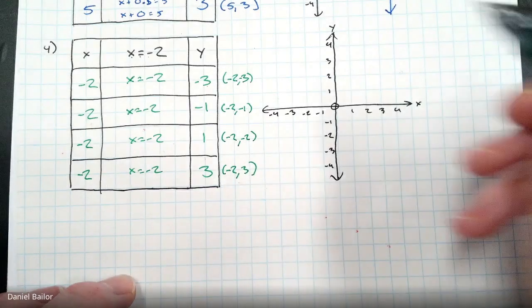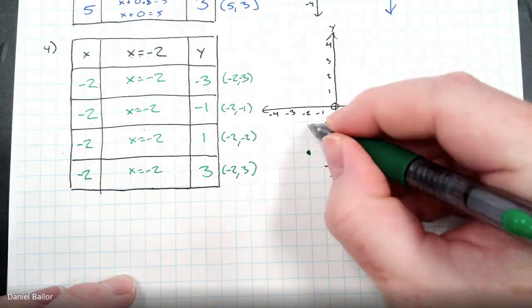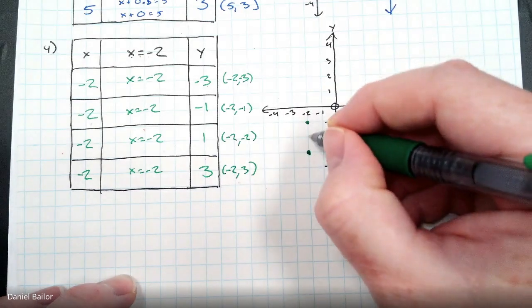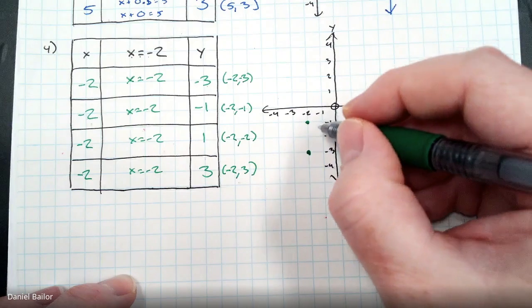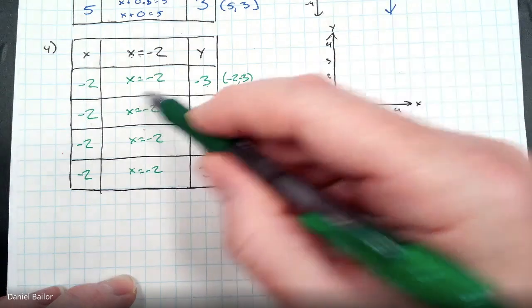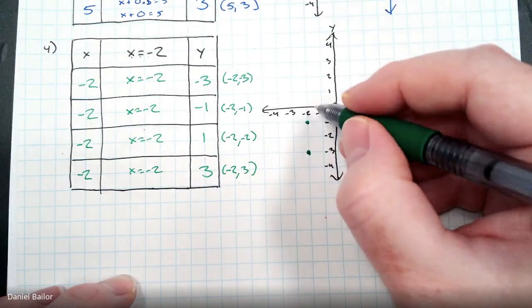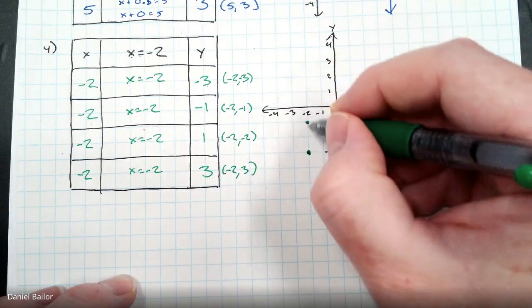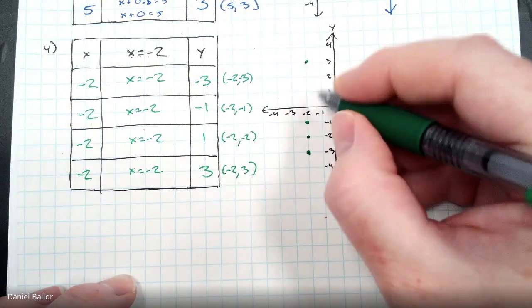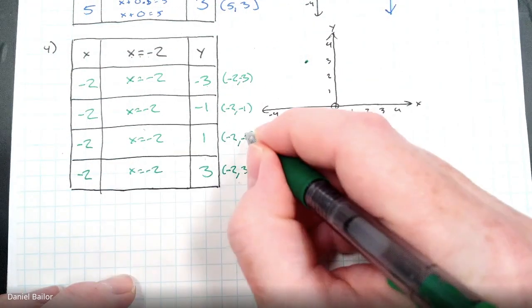So graph this. -2, -3; -2, -1; -2, -2. All right, did I do something wrong? Oh, I did this wrong. This is -2 and +1. That's my confusion right there.